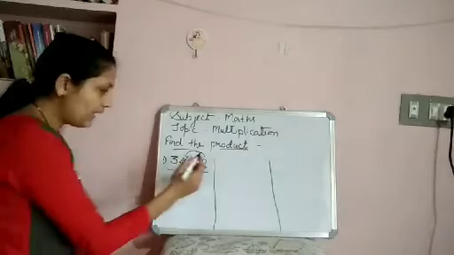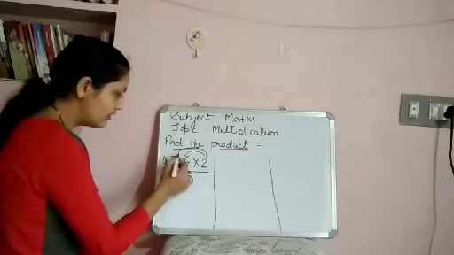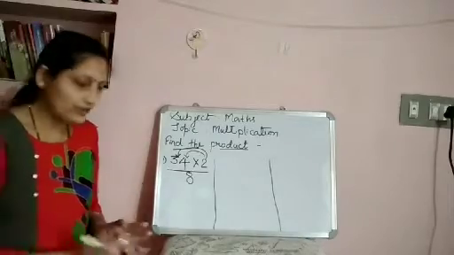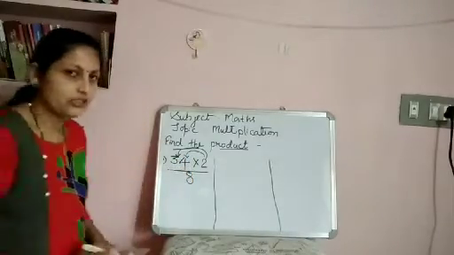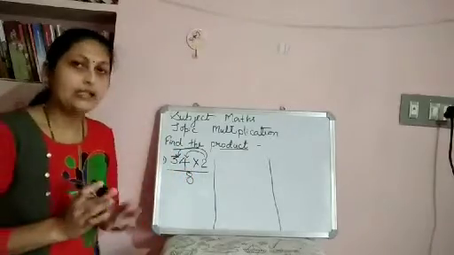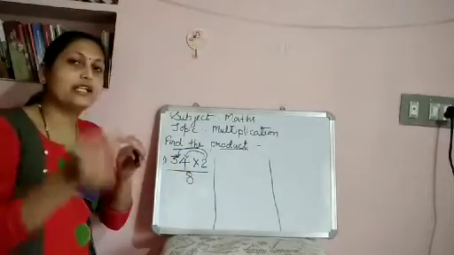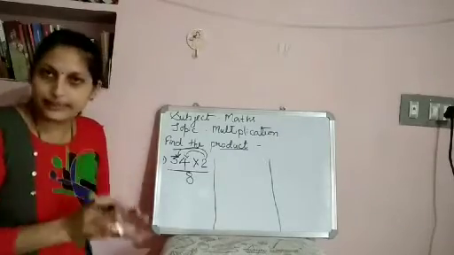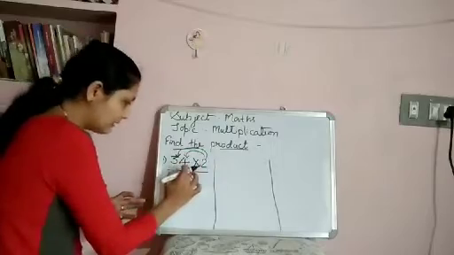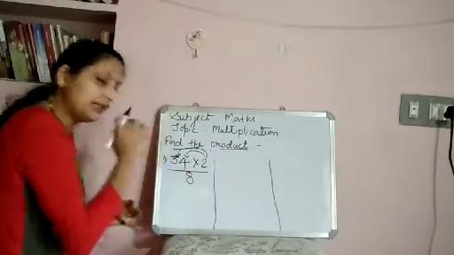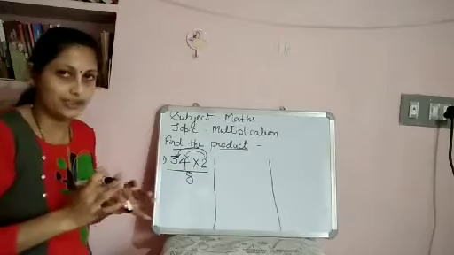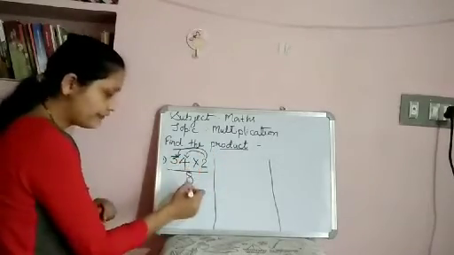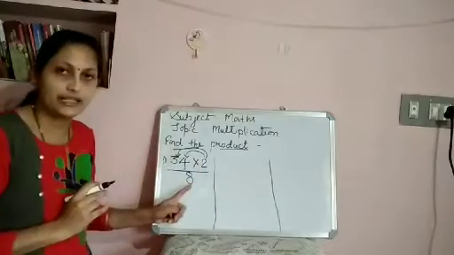Next, multiply this 2 with the second digit, that is 3. Always multiply the ones first, then the tens. Just like you add the ones first, then the tens, and subtract the ones first, then the tens, here also you first multiply the ones, then the tens, then the hundreds. Always go in this order. So 2 into 4 first. 2 fours are 8. Write it here.